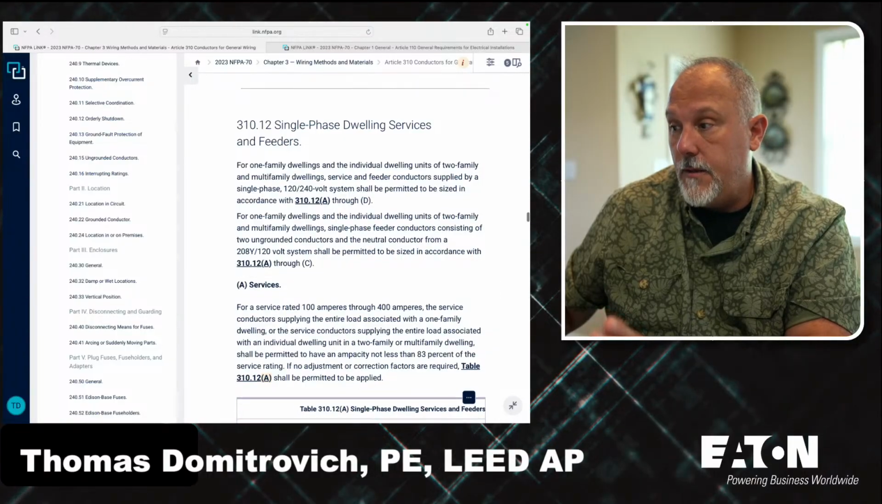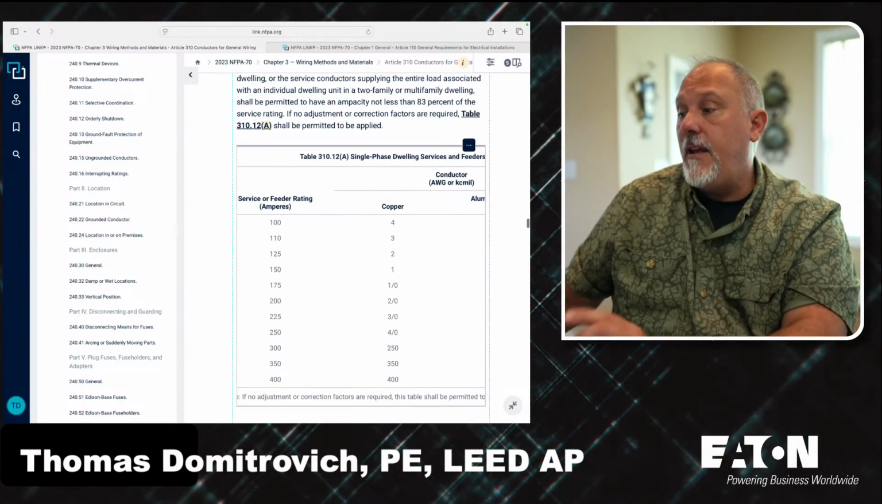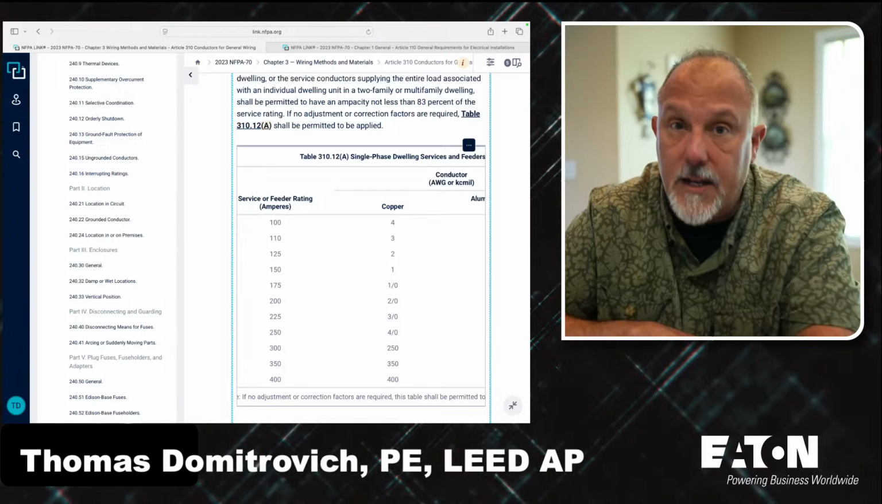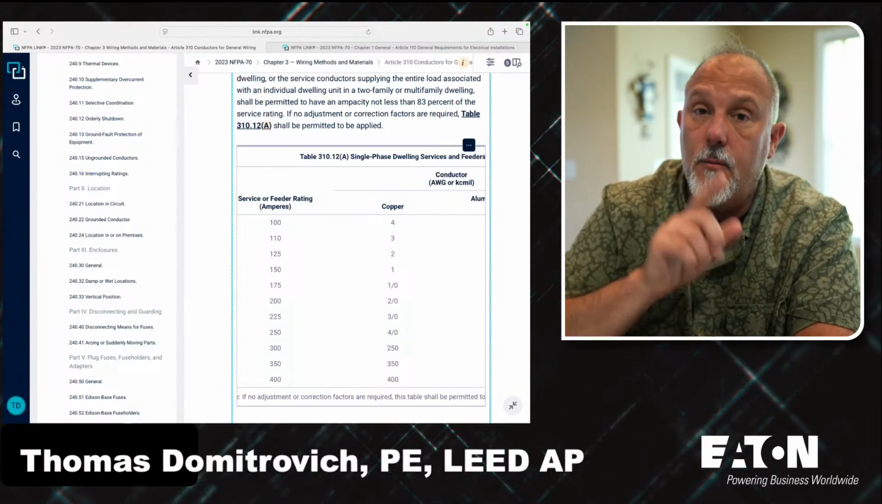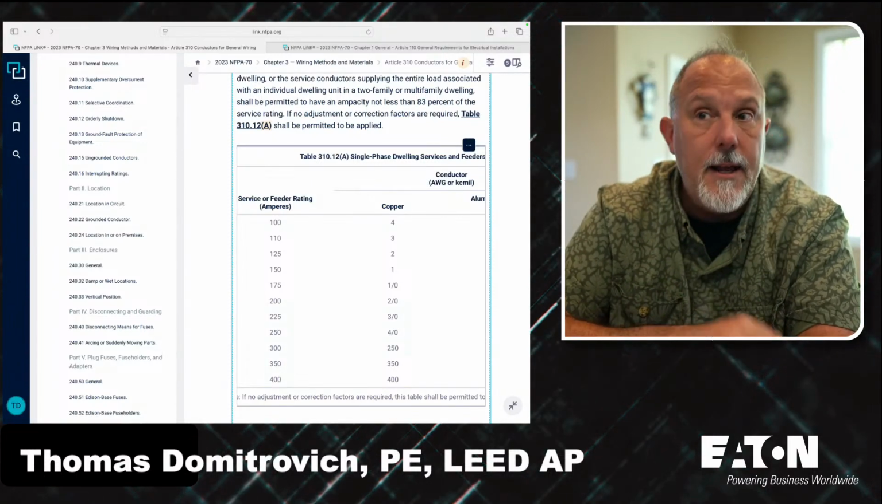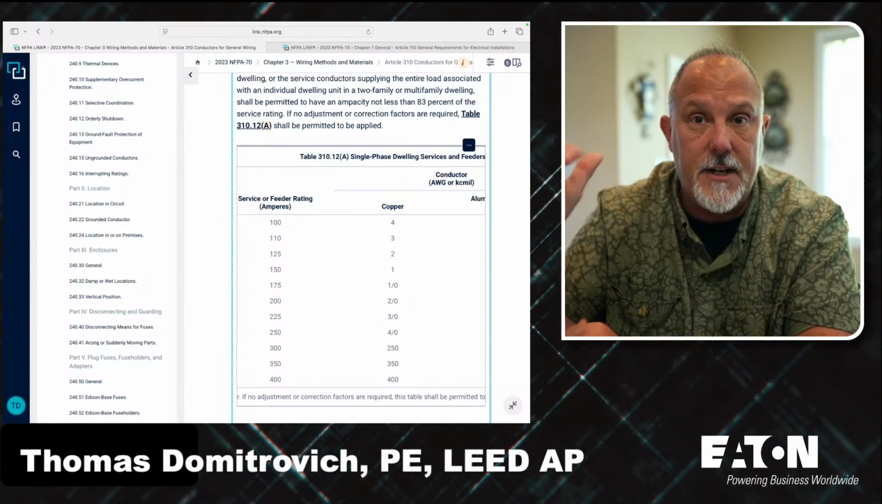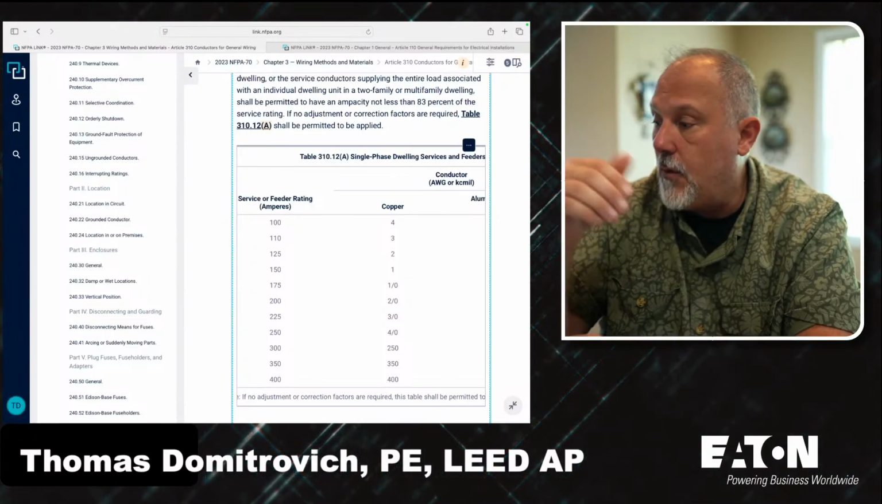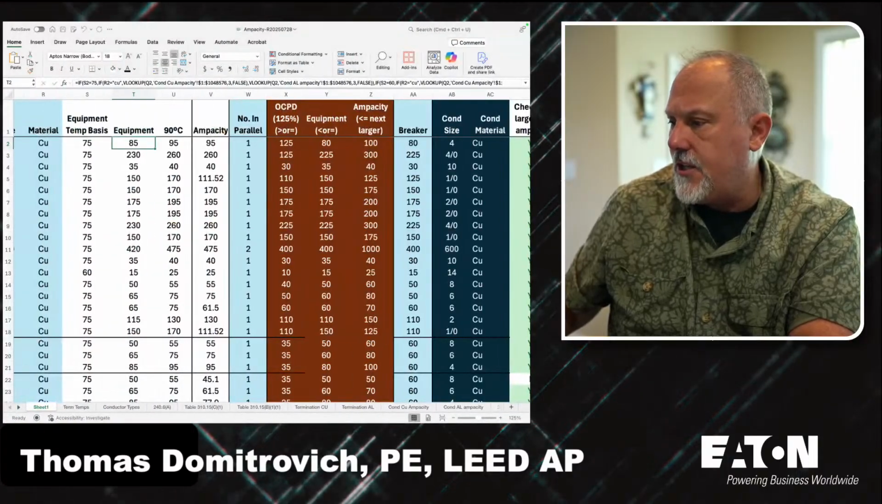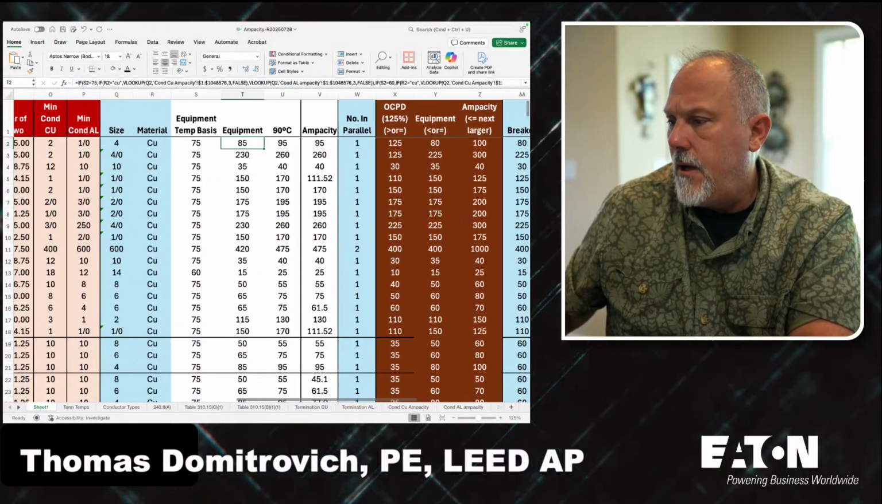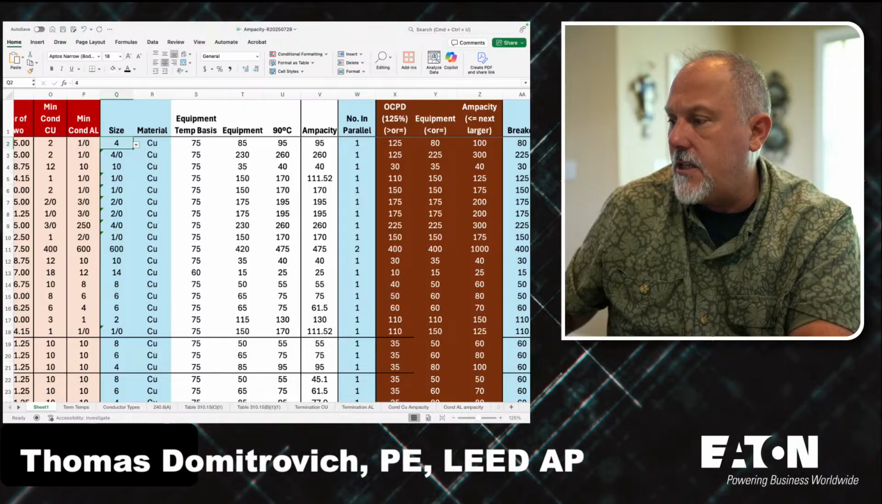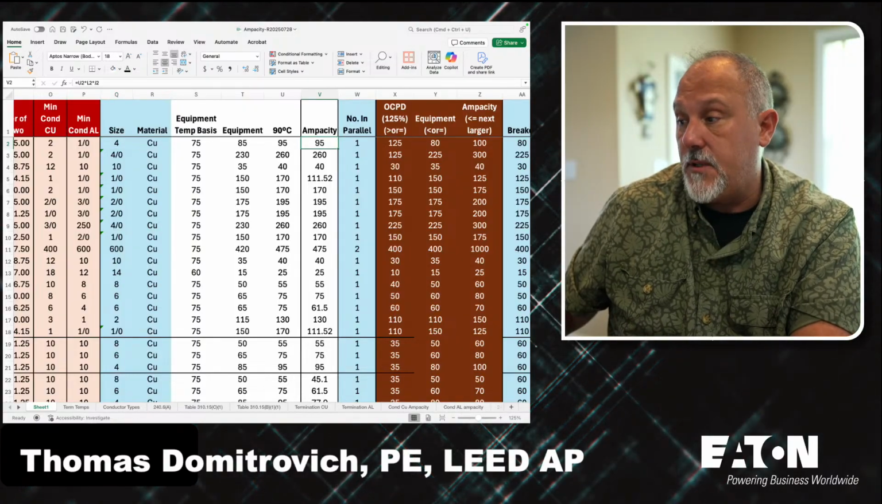What 310.12 is doing is it's telling me for that breaker, I can put a smaller size conductor than what's permitted in 110.14. And it's not because of the ampacity of the conductor. That conductor, a 4-gauge conductor, based upon conditions of use, can take 95 amps.